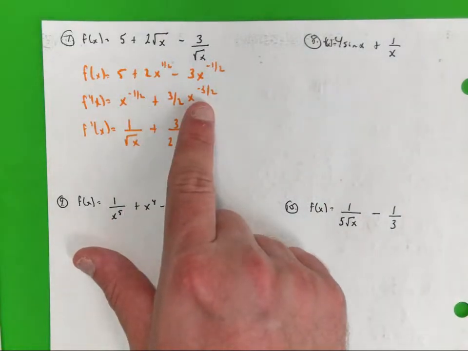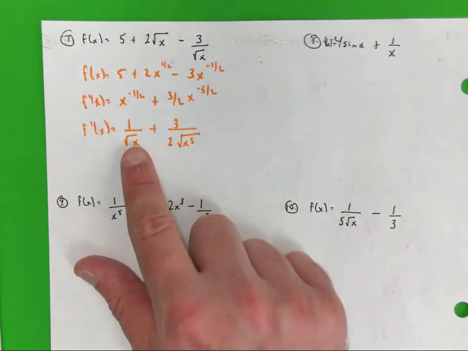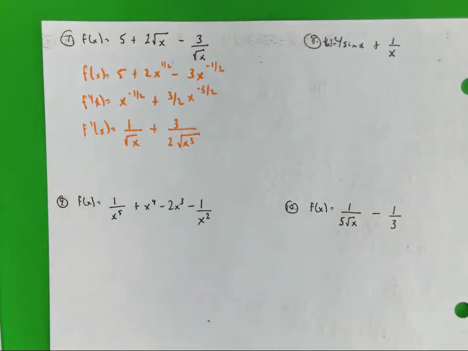You at least have to get rid of the negative exponents. Let's say you rewrote it as 1 over x to the 1/2. I'm okay with that. I just don't want to see negative exponents in your final answer. Are there any questions on number 7?